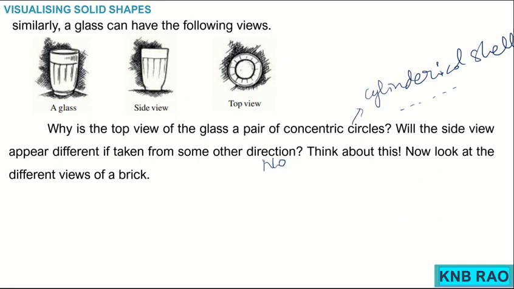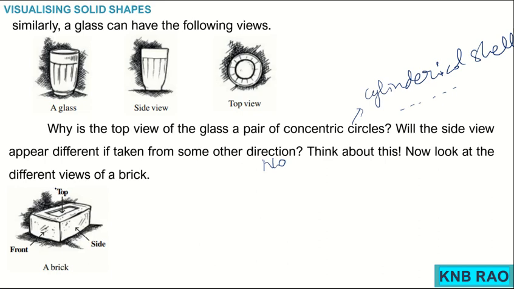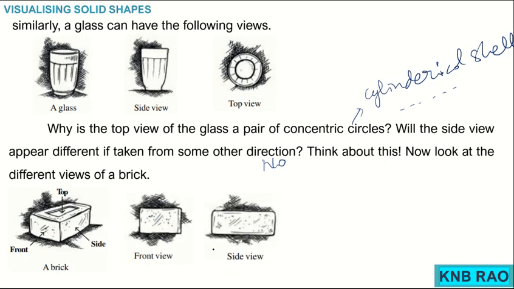So for a brick, let us take, here is a brick, top view, front view and side view. How does the front view look? Front view is this one, a small rectangular shape, but the side view is a big rectangular shape, and the top view is something like a rectangular path, sometimes with letters written on this gap, isn't it?